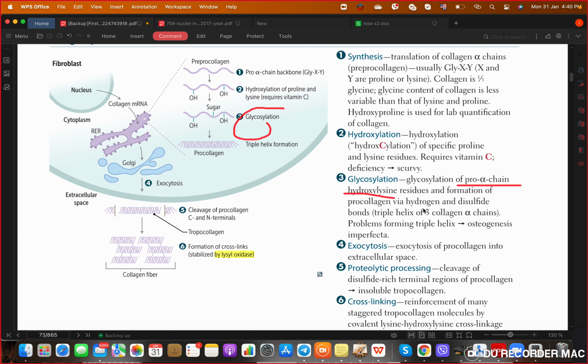So I know this is a lot of words, but what I want you to know is that we do add the sugar into this thing. But where do we add the sugar? Remember when we spoke about hydroxylation, I told you we hydroxylate the proline and lysine, but we do not hydroxylate the glycine, correct? Yeah, Doc. Now we glycosylate the hydroxylysine, but not the hydroxyproline, okay? Only lysine, no proline. Yeah, but not lysine, hydroxylysine, okay?